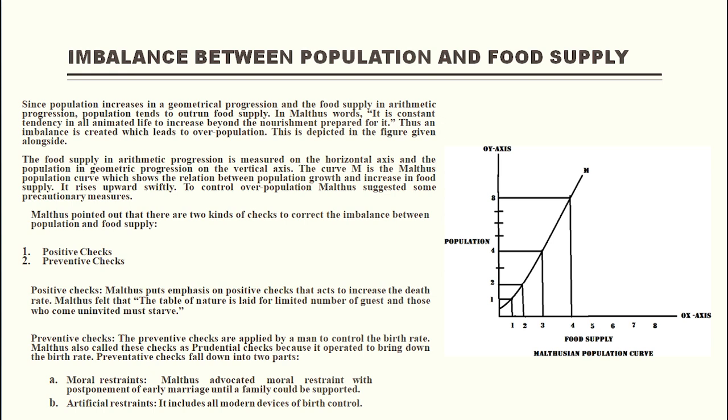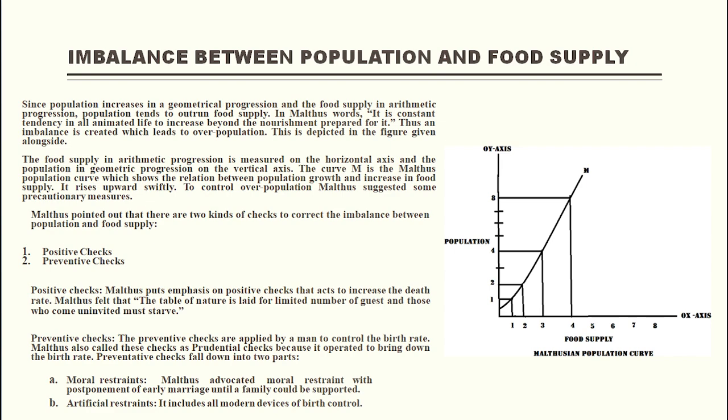The positive checks are related to the direct death of a person, maybe because of a disease or natural death, we can say. Preventive checks, we can talk about as moral restraints and artificial restraints, which will include all modern devices of birth control. So, if the population is checked properly, the imbalance which is created, as we can see in this graph, can be balanced to an extent.